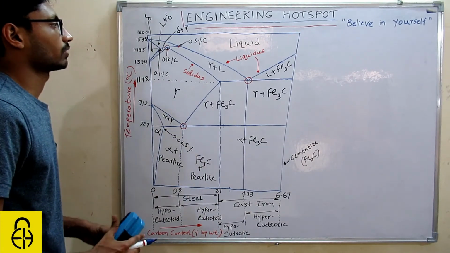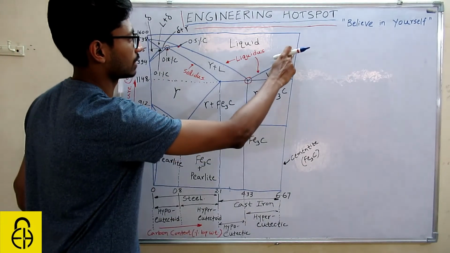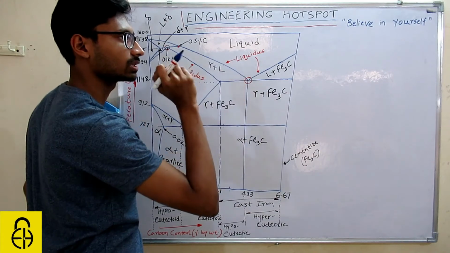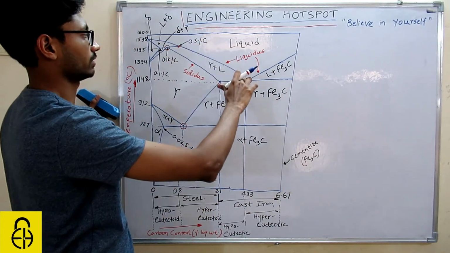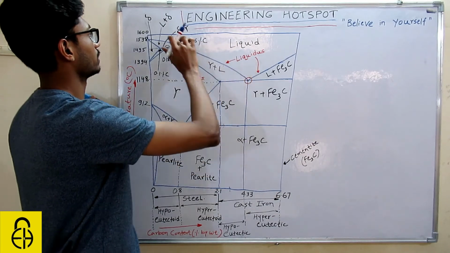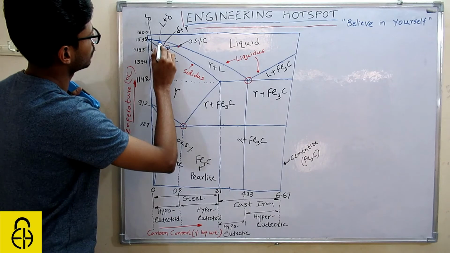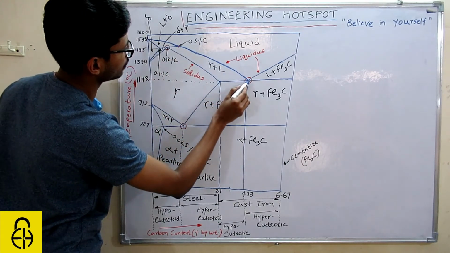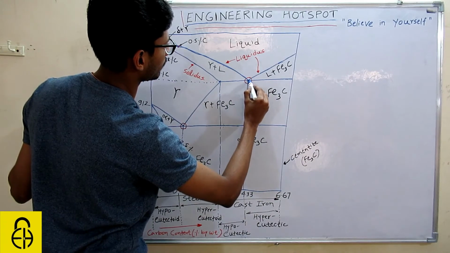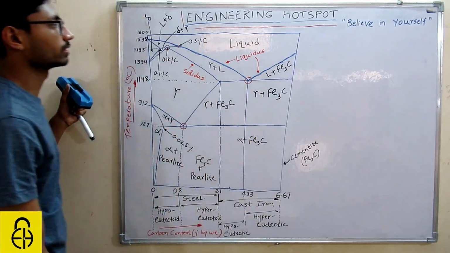Okay, and one more thing I forgot to tell you, this is liquidus line, the line above which you will find completely liquid. Okay, liquid region. Those lines are called liquidus line. This complete line is called liquidus line.